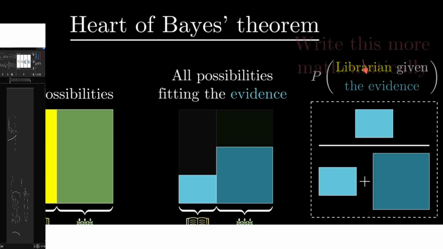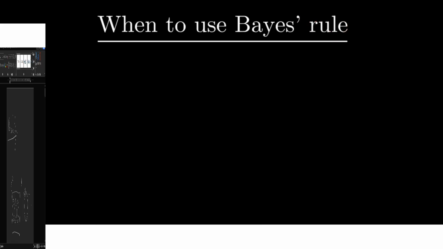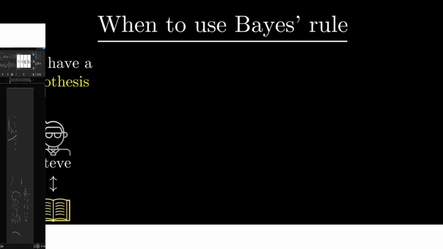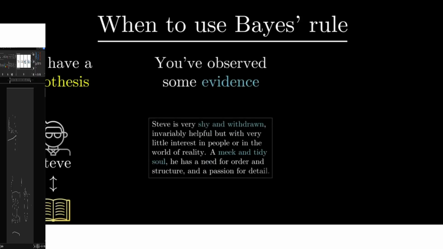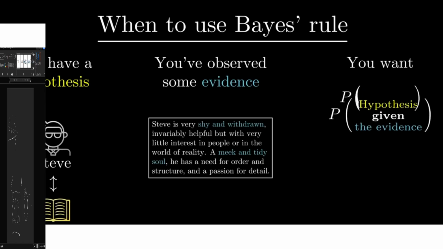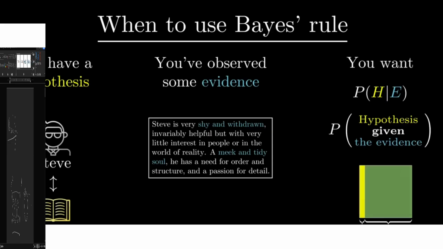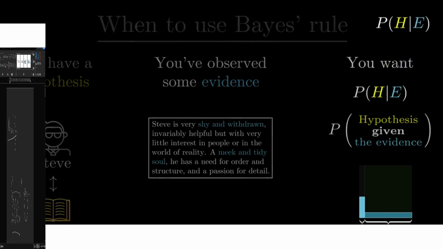Now, understanding one example is one thing, but see if you can take a minute to generalize everything that we just did and write it all down as a formula. The general situation where Bayes' theorem is relevant is when you have some hypothesis, like Steve is a librarian, and you see some new evidence, say this verbal description of Steve as a meek and tidy soul. And you want to know the probability that your hypothesis holds given that the evidence is true. In the standard notation, this vertical bar means given that, as in we're restricting our view only to the possibilities where the evidence holds.